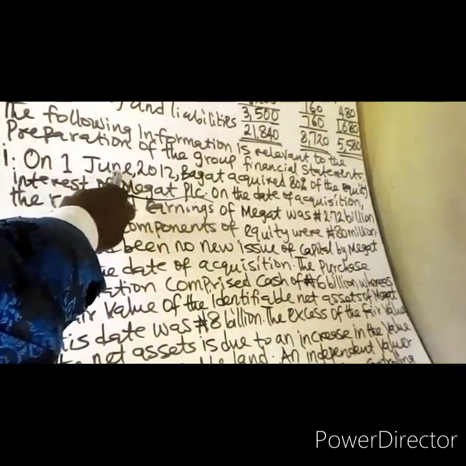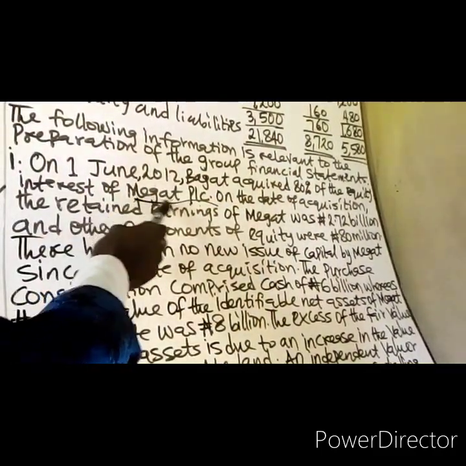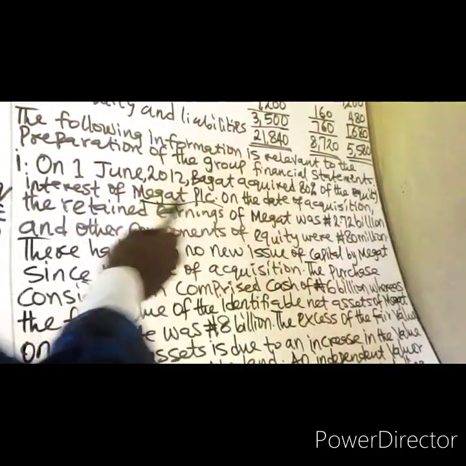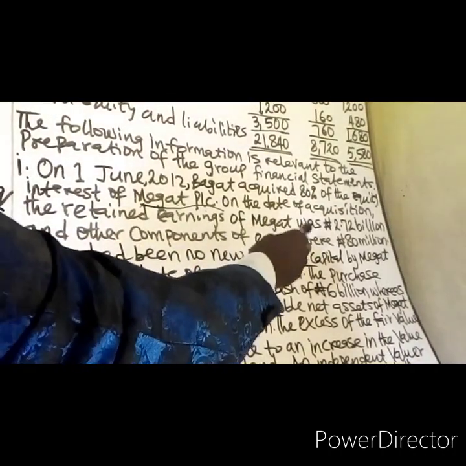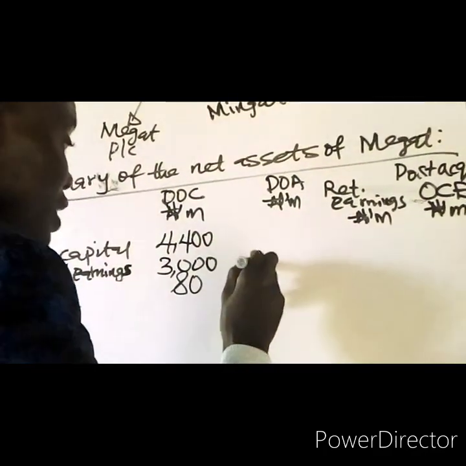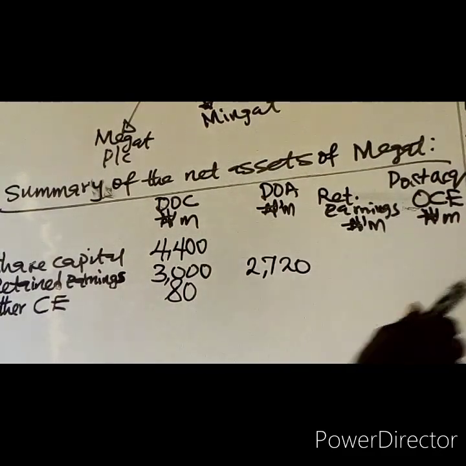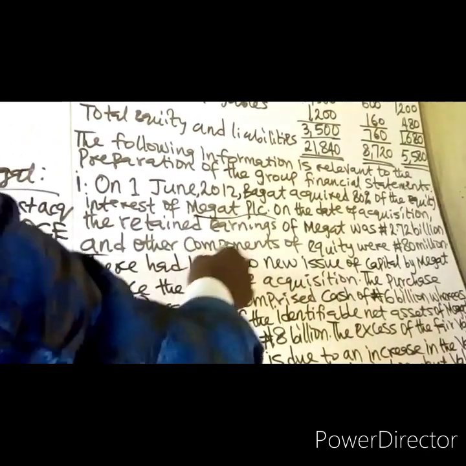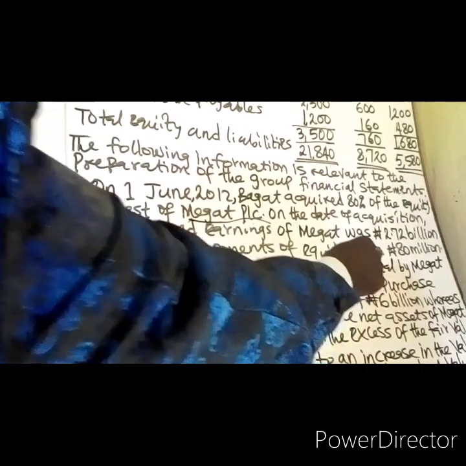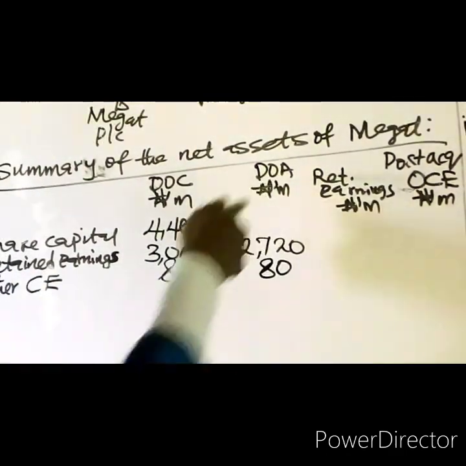On 1st June 2012, Bagat acquired 80% of the equity interest of Megat PLC. On the date of acquisition, the retained earnings of Megat was 2.72 billion. That is the pre-acquisition retained earnings. Under retained earnings, the one at the date of acquisition is 2.72 billion. And other components of equity were 80 million.